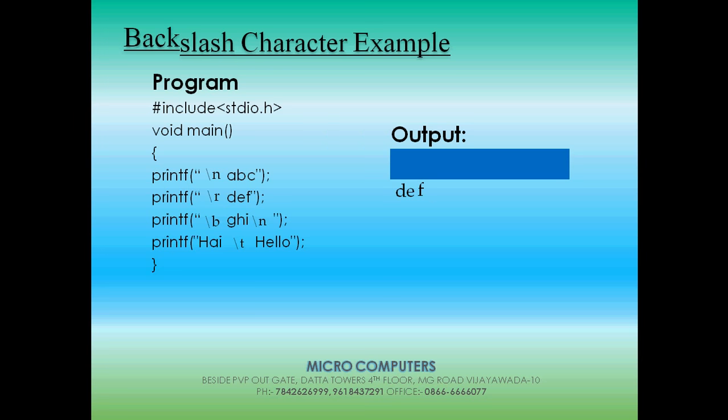And in the next line, as \b is written, it backs up one character, that is the character F is erased from the memory, and prints GHI. As \n is given, the compiler goes to the next line and prints HAI. And as \t is given, it moves to the next tab position and prints hello.